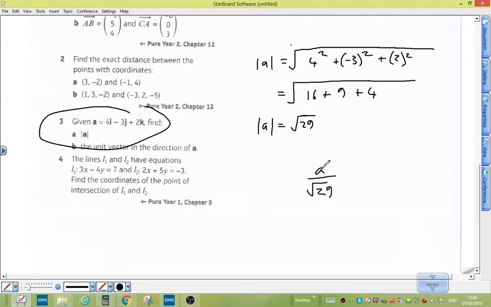Right, listen. You got to get your head around this. You happy with it? There's the vector divided by its own magnitude. Its overall answer now has got a size of 1. Do you all understand that? But what has it got a direction of? It's still got the same direction.